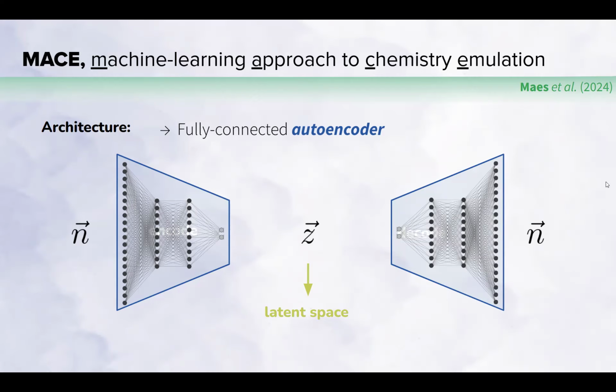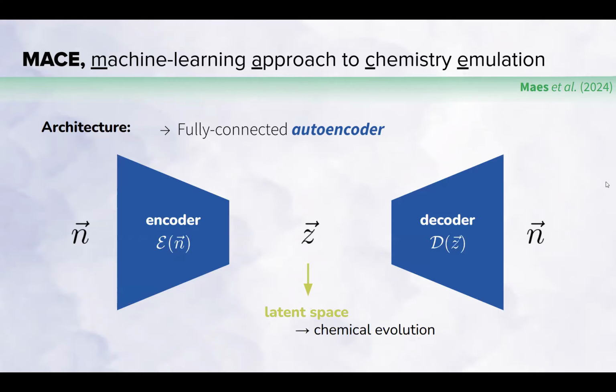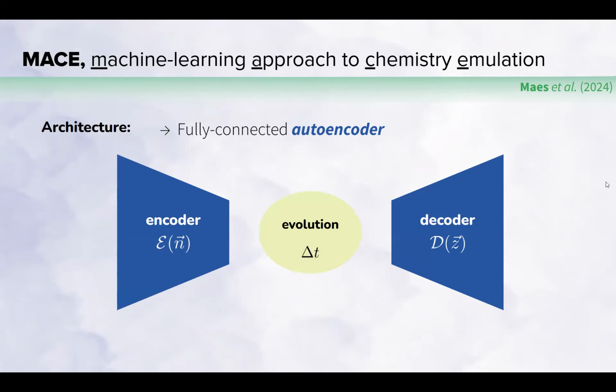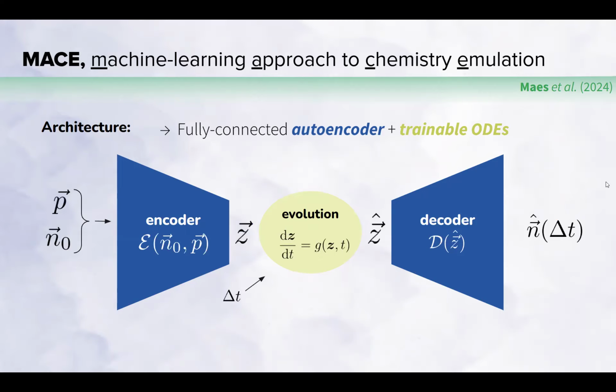Now, of course, for chemistry, we want to include some time evolution because we want to assess the change of abundance over time. And that is something we will do within the latent space. Within this latent space, we put the time evolution over a certain time step. And then in the end, we get this structure for our architecture for Maes. So we have our input parameters, the P is the physical parameters, the N are our abundances. We can encode it to a certain latent vector.